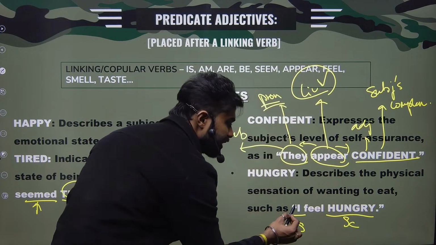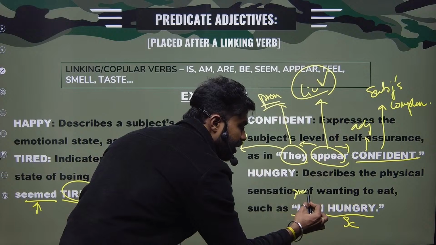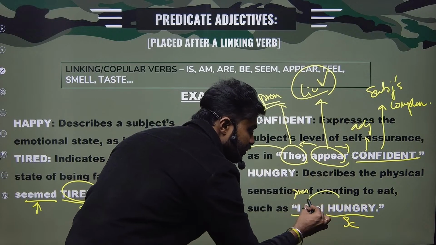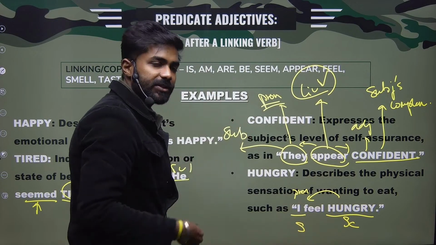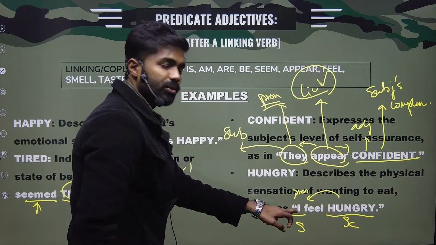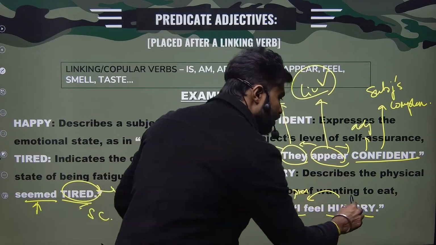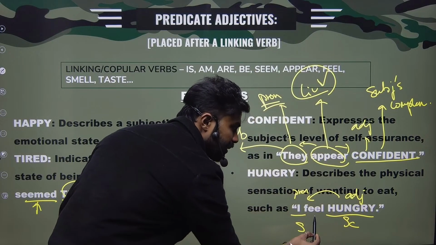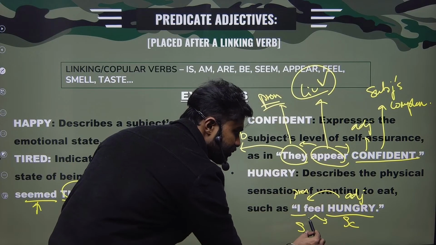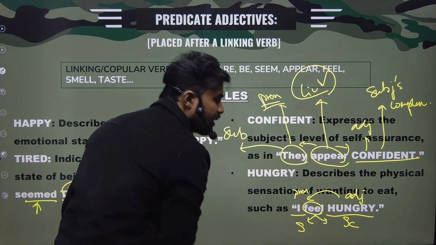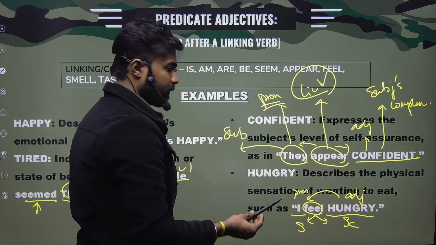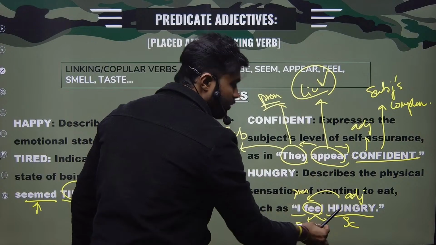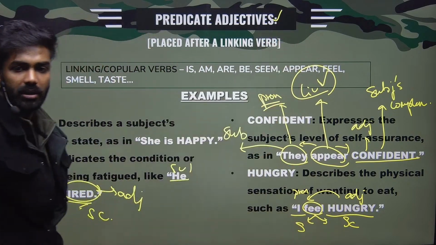According to parts of speech, I is a pronoun, and hungry is an adjective. Why? I feel hungry. What is he feeling? He's feeling hungry. It is giving a detail to the pronoun here, so I call this an adjective. Since there is a subject and a subject complement, feel is linking these two, so I call this a linking verb or copular verb. So an adjective placed after a copular verb is a predicate adjective. That's it.